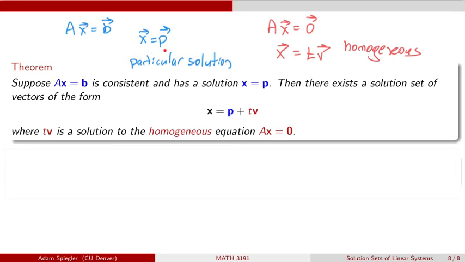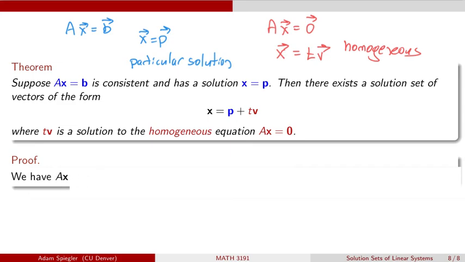So here we just have one of them. Again, we might have an infinite number of solutions. So the way that we could describe all possible solutions would be to take one particular solution and add onto it the homogeneous solution t times the vector v. So let's take a look at why this theorem seems plausible. Let's see what the proof might look like.